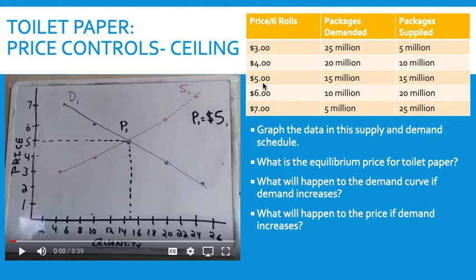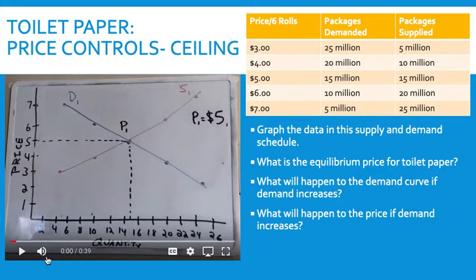To be honest, I can't remember if that's a fair price for 6 rolls of toilet paper or not. Let's say at $5, 15 million people wanted to buy it, and 15 million producers wanted to supply 15 million packages. They would be in equilibrium. They cross right at $5. That's our equilibrium price.